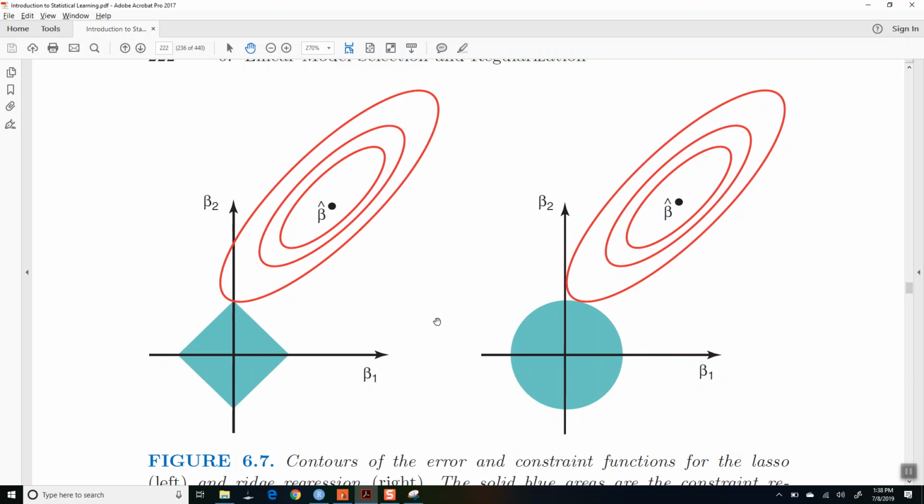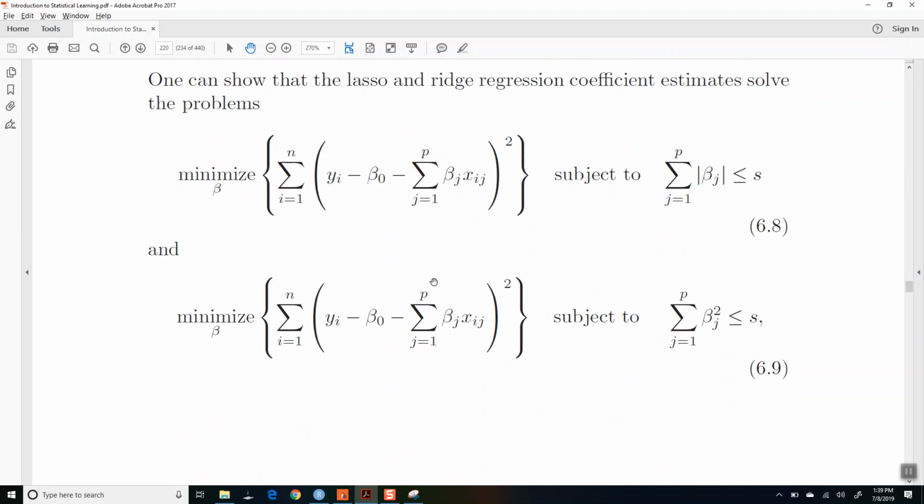And that's where one or more of the variables are 0 and the other variables are not, okay? Whereas with ridge regression, because all the variables are squared, you end up getting a circle or a sphere, and so you end up getting values that are not at the corners, but something around here, okay? So that's just kind of what the constraint functions look like.